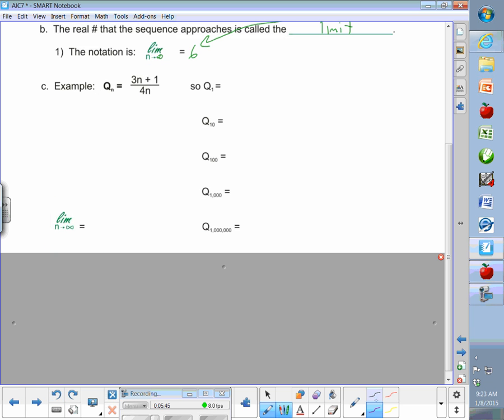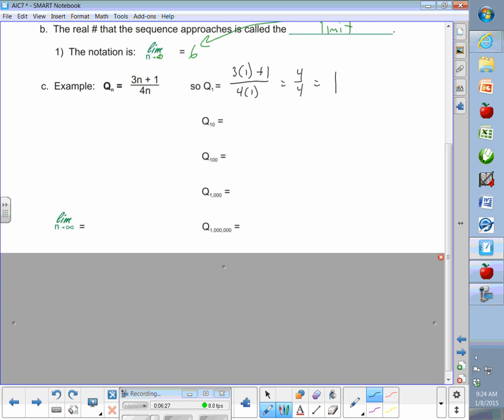So what we're going to do is go through and figure out some of the q's. What is the first term of this q sequence? Well, we've done this before. You just stick a 1 in where the n's are, right? So 3 times n, so 3 times 1, plus 1 over 4 times n, so 4 times 1. And so now we end up with 4 over 4, and we all know that's a 1. So what was the first number of our sequence? It was a 1.